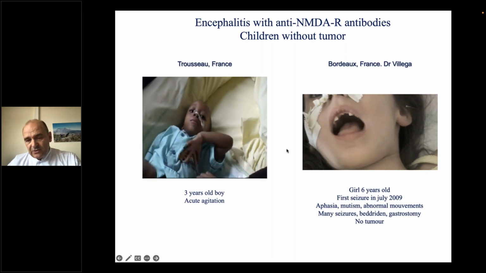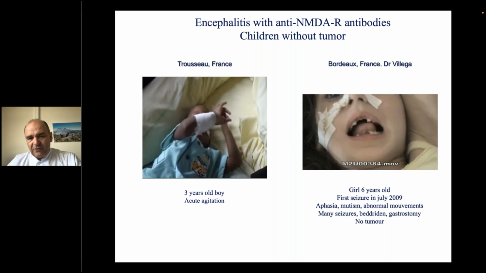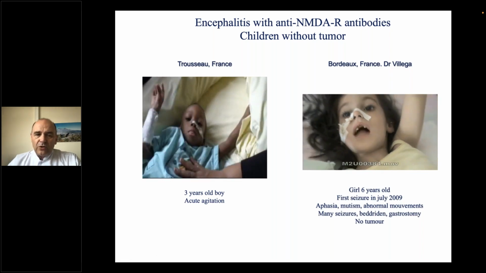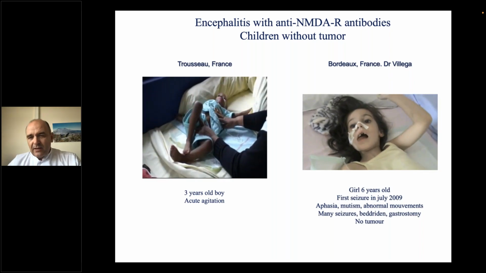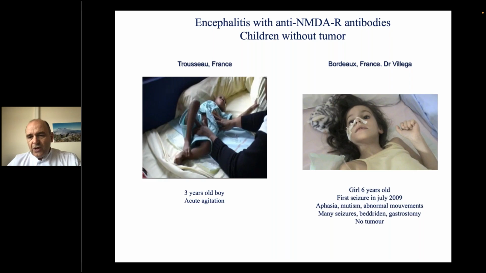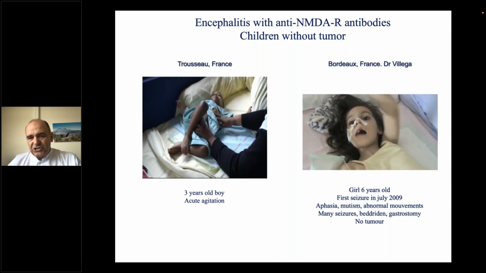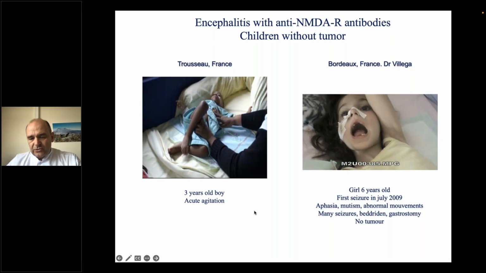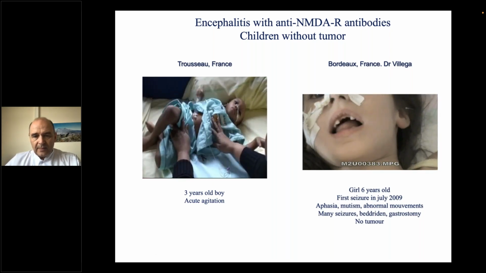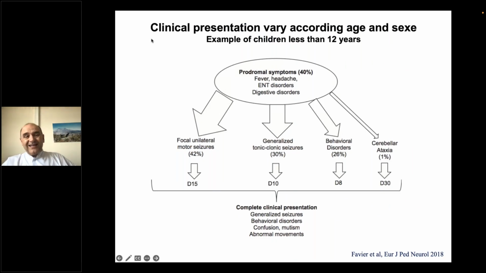We will see that the clinical presentation is a little bit different, and children less frequently go to ICU, and the dysautonomia is less frequent in children than in adult patients. So in fact, the clinical presentation varies according to age and sex. You can see this work that we performed in 2018 in children with NMDA receptor encephalitis under 12 years.